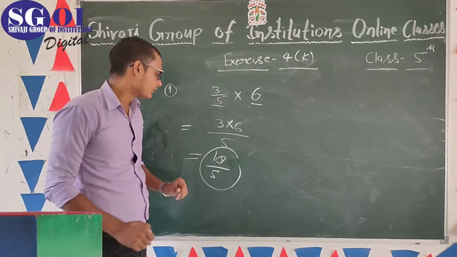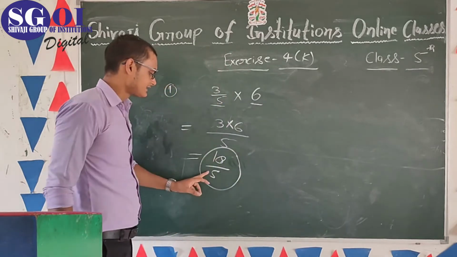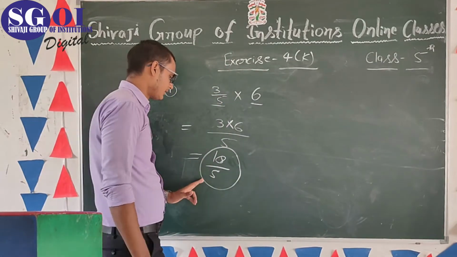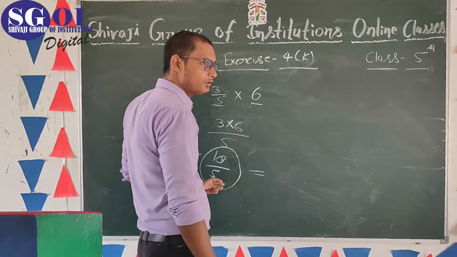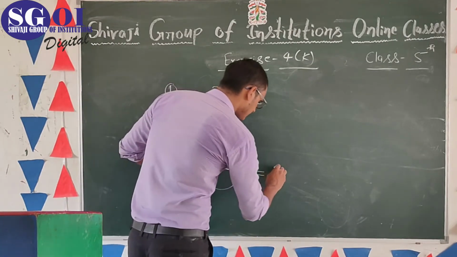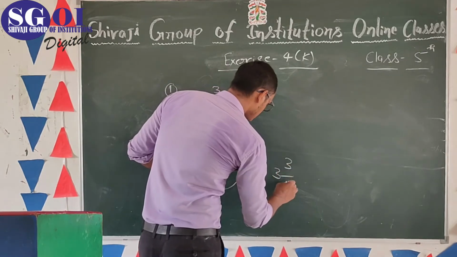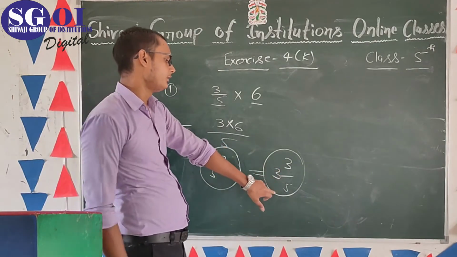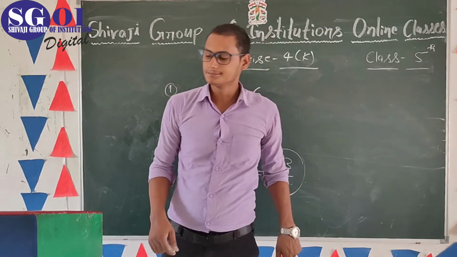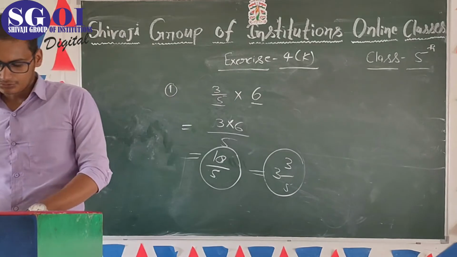18 upon 5 is an improper fraction. So we change this fraction into a mixed fraction. 5 times 3 is 15, so 3 whole 3 upon 5, and the answer is 3 whole 3 upon 5. Understood? Question number 2.